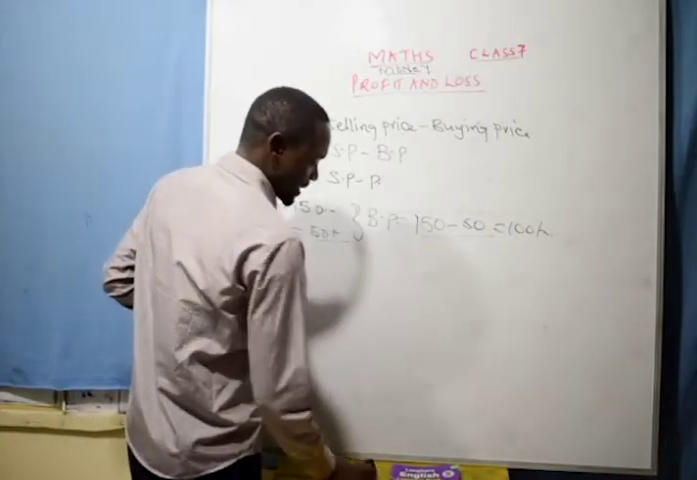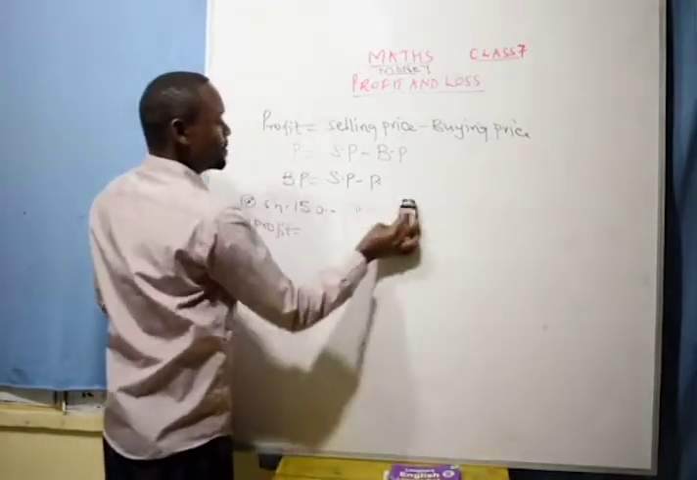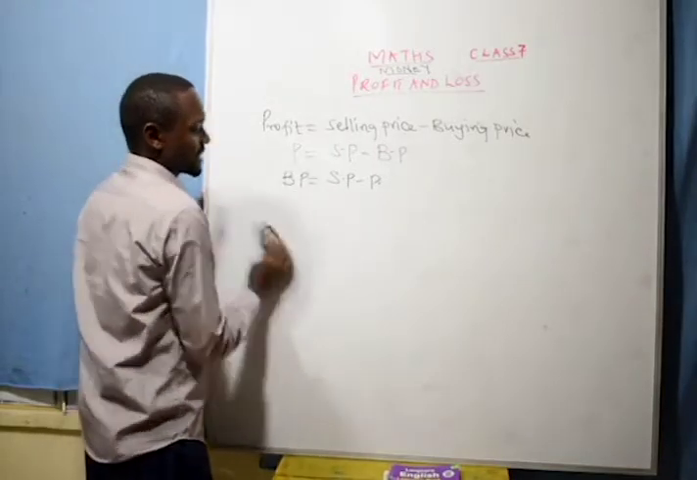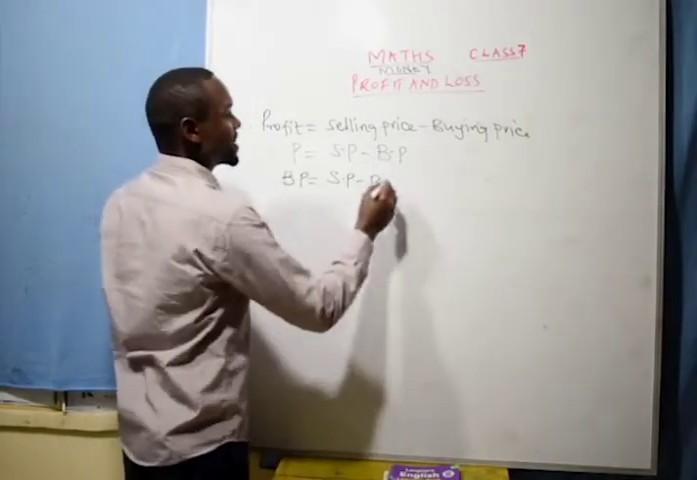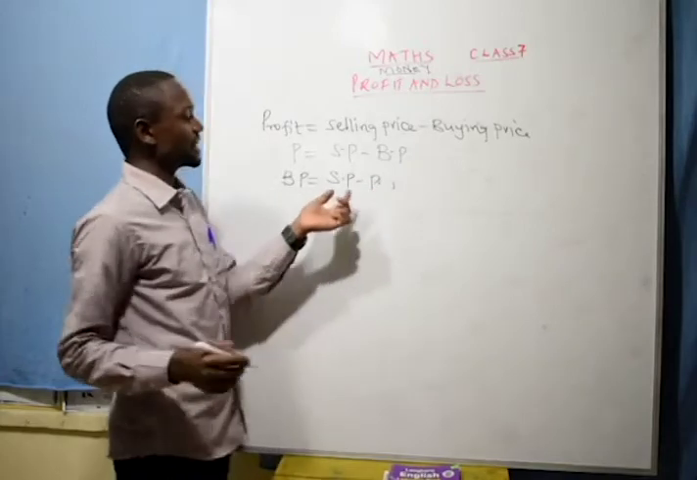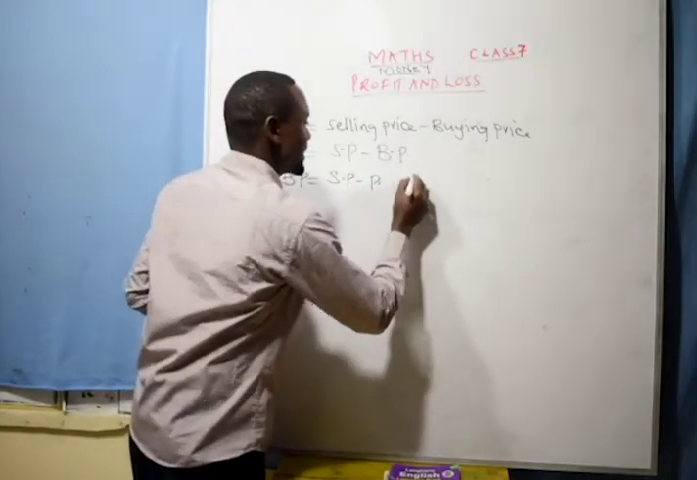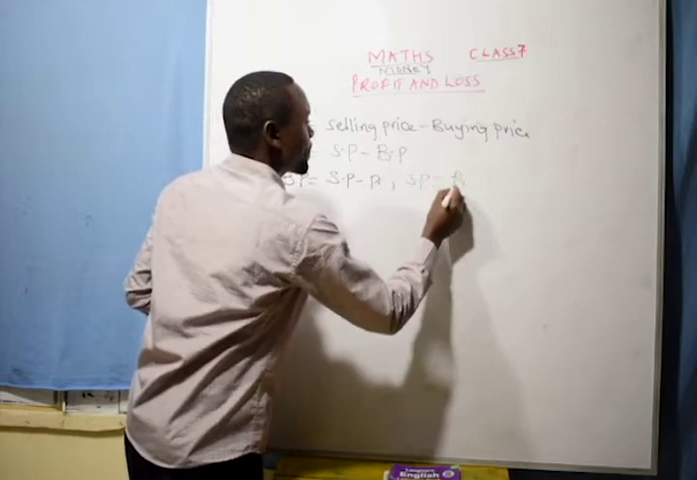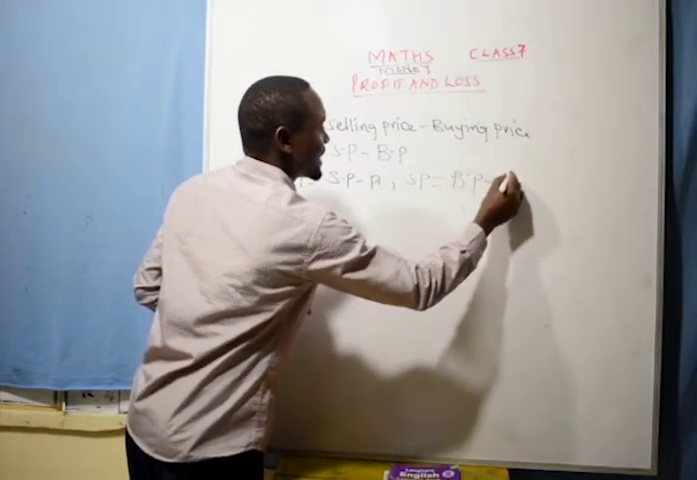The same applies to loss. A similar approach applies to loss. And in this case, to get the selling price, given the buying price and the profit, the selling price is given by the buying price plus the profit.